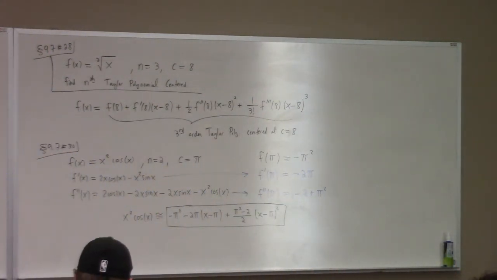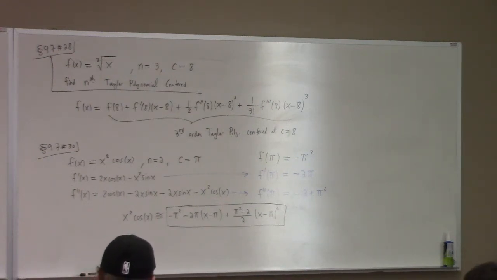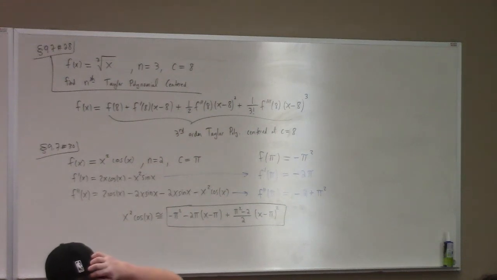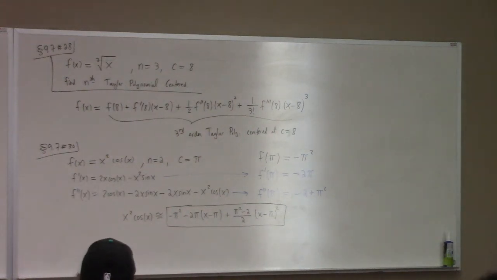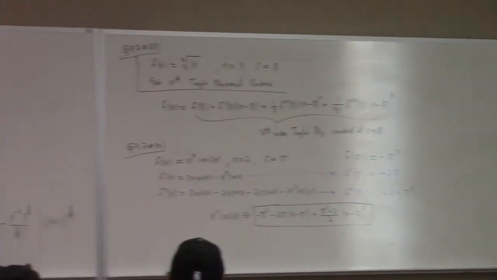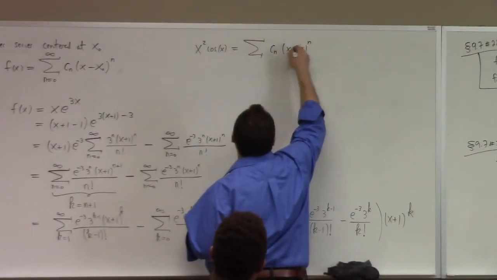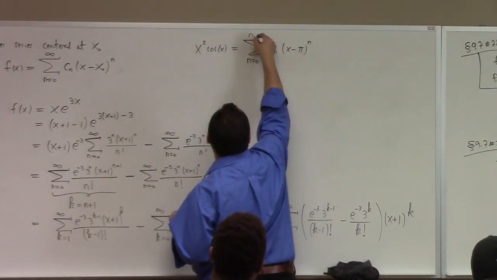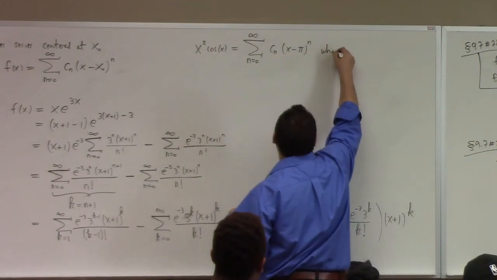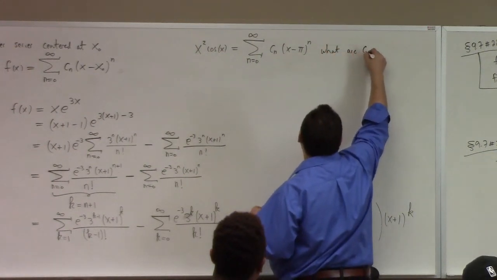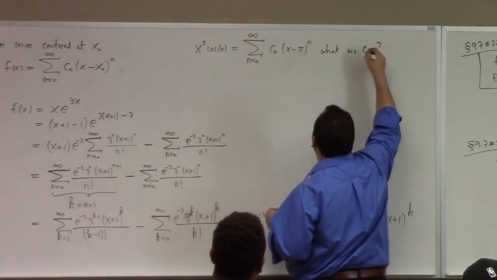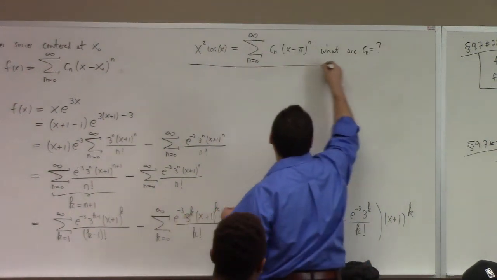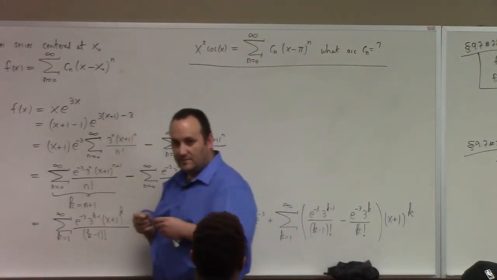Like, I mean, x squared cosine of x equals what? What coefficients do I need here? C sub n, if I put x minus pi to the n, n equals 0 to infinity, right? That's the question: what are C_n? That's the question I think you're thinking about, but that's not the question which is asked there.